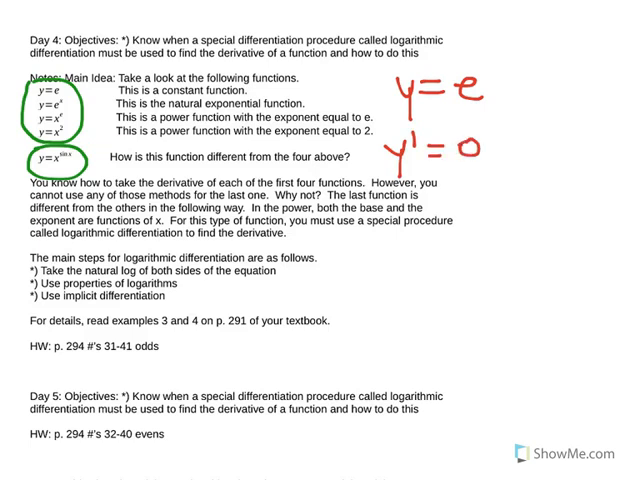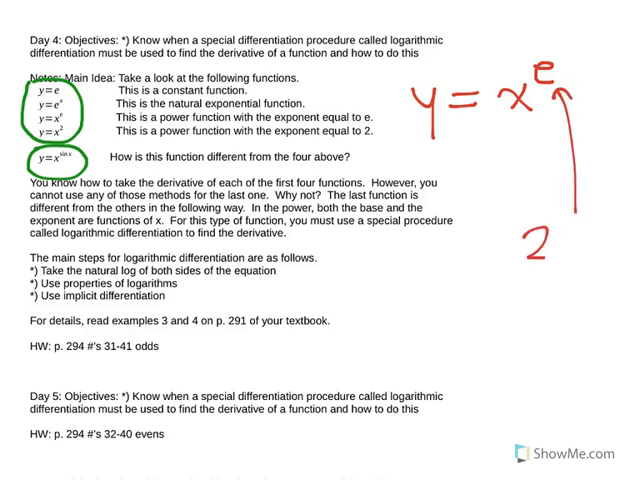Now look at the second function. The second function is y is equal to e to the x. It's the natural exponential function. We know how to take the derivative of the natural exponential function. It is itself. Now look at the third function. The third function is y is equal to x raised to the e power. Now, e is just a constant. It's about 2.7. Now look at the fourth function.